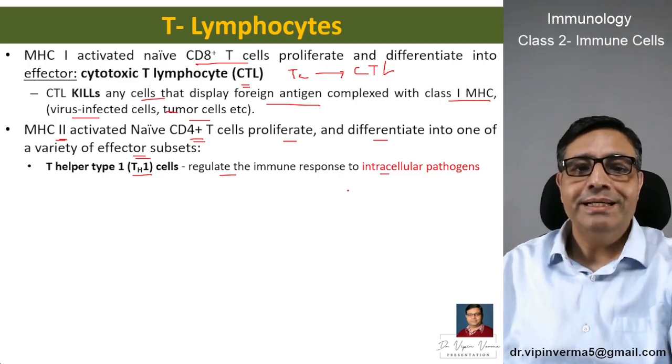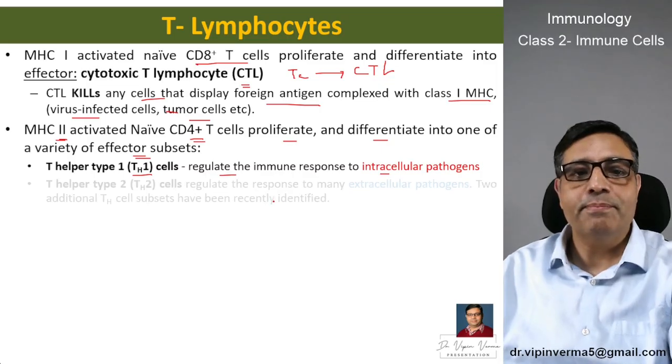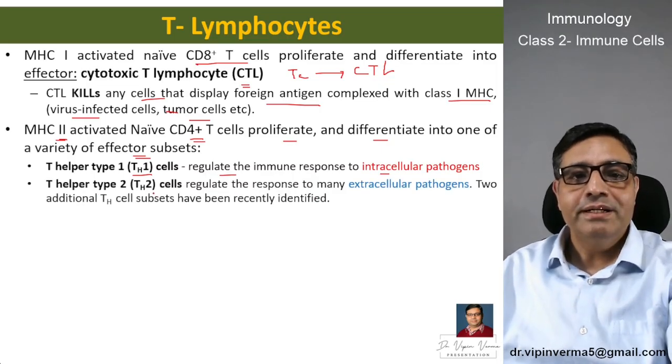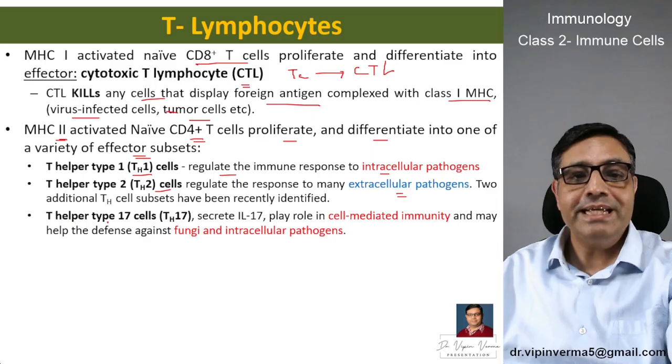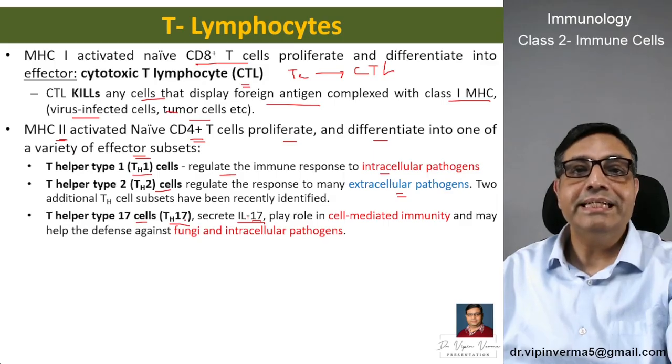So Th1 cells regulate intracellular pathogens. Then we have Th2 cells, which regulate the response to many extracellular pathogens. And two additional Th cell subsets have recently been identified. We have T helper type 17 cells, so we call them Th17 cells. Why? Because they secrete interleukin 17, and that's why this number is given to their name. We call it Th17.